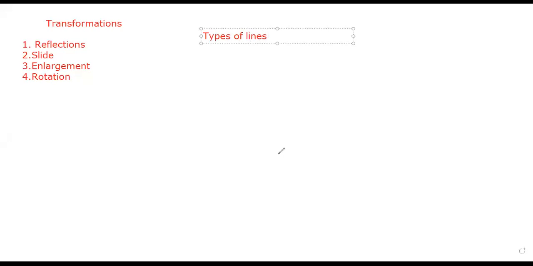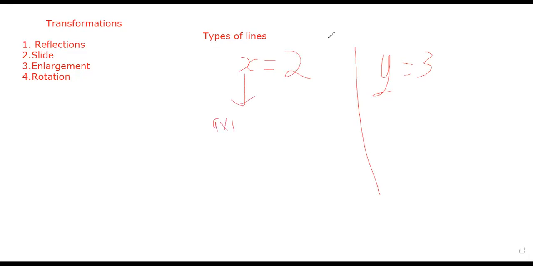The first one is something equal to something. So let's have x is equal to something, say x is equal to 2. Or if they give you y is equal to 3 or something like that, right? If they say the line x is equal to 2, this x is telling you the axis it cuts. So there's the axis being cut.